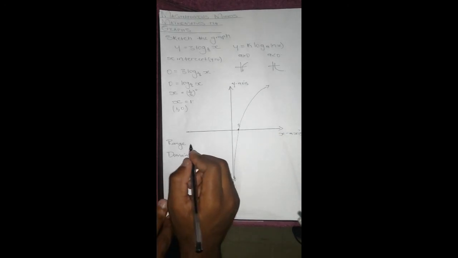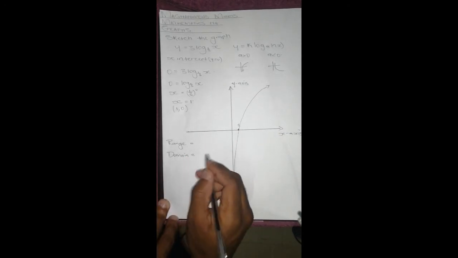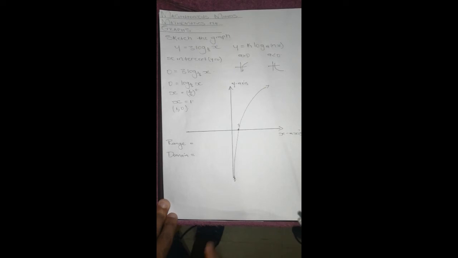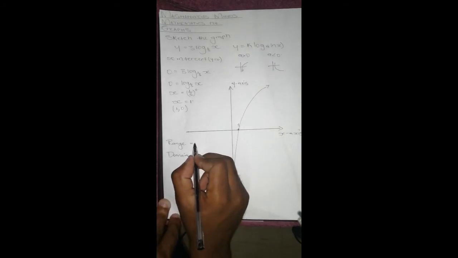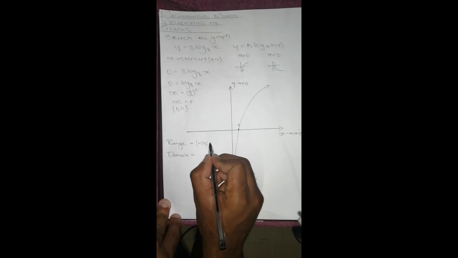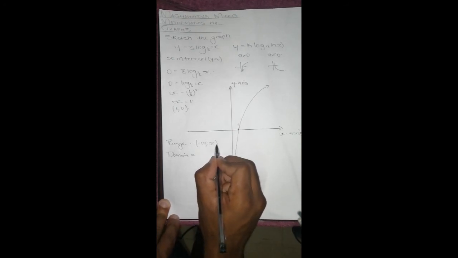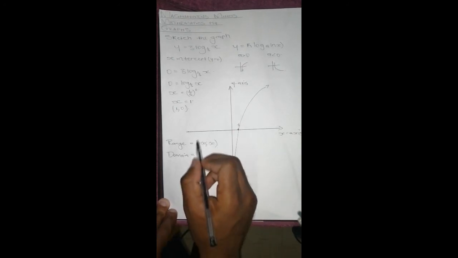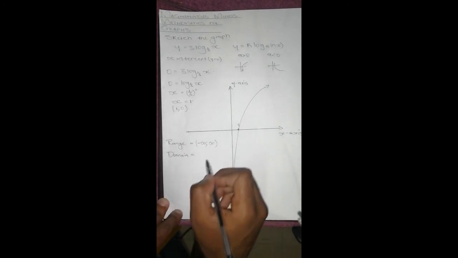We know that the range is the y values in which the graph exists. If we check, we don't know where it's coming from. It's just coming from down there in negative infinity. The y value will be negative infinity, and it's just going up to positive infinity. So the range is negative infinity to positive infinity. Take note, we do not include the infinities.